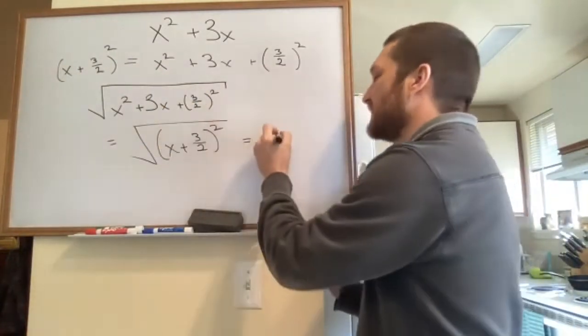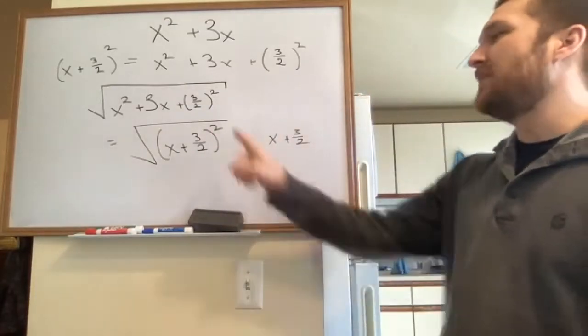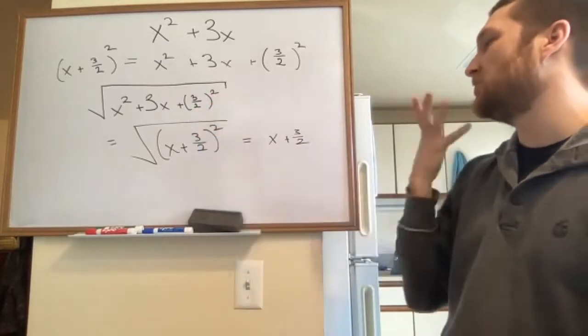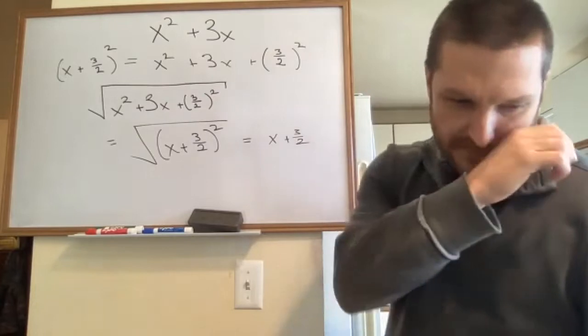Which, of course, in this case would be nice, because then we'd be able to do this type of thing, right? The square root of something squared is just whatever the inside stuff is, right?